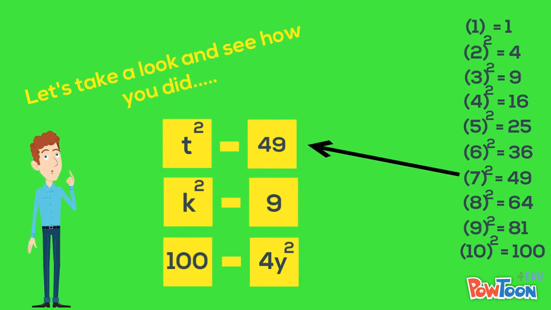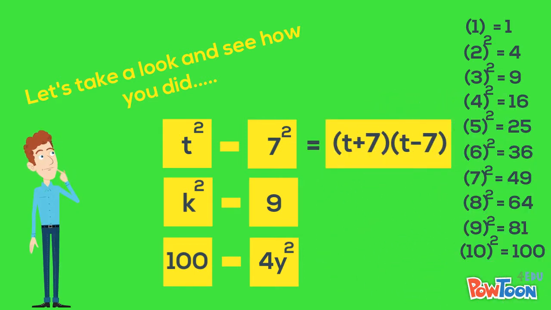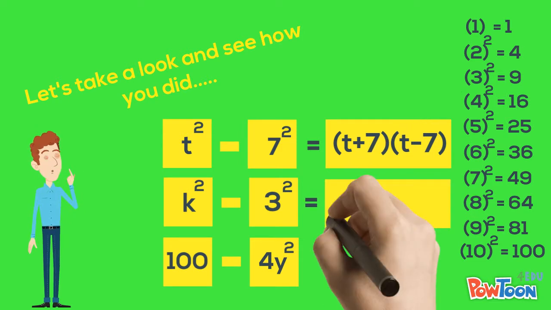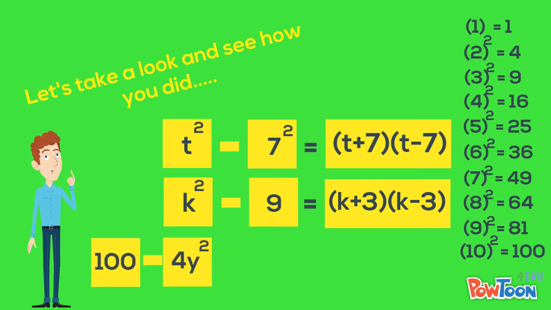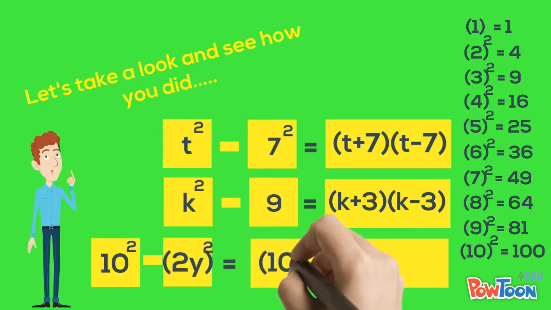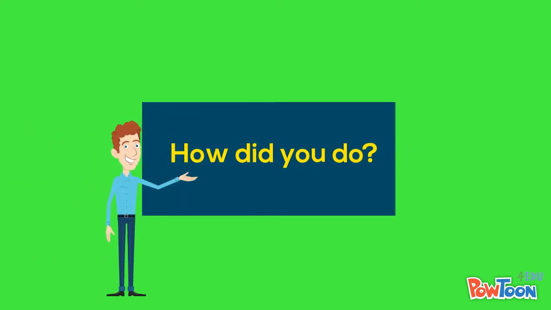Replacing 49 with 7 squared, we can factorize to get t plus 7 by t minus 7. Next, we can replace 9 with 3 squared and factorize to get k plus 3 by k minus 3. 100 is replaced by 10 squared. 4y squared can be written as 2y squared, and factorizing those two squares gets us 10 plus 2y by 10 minus 2y. Well, how did you do?